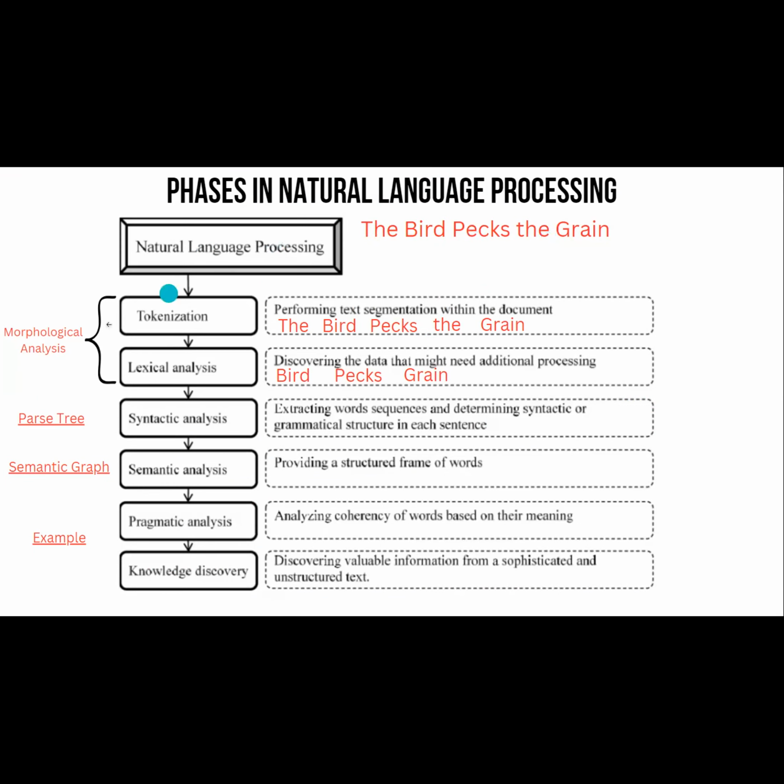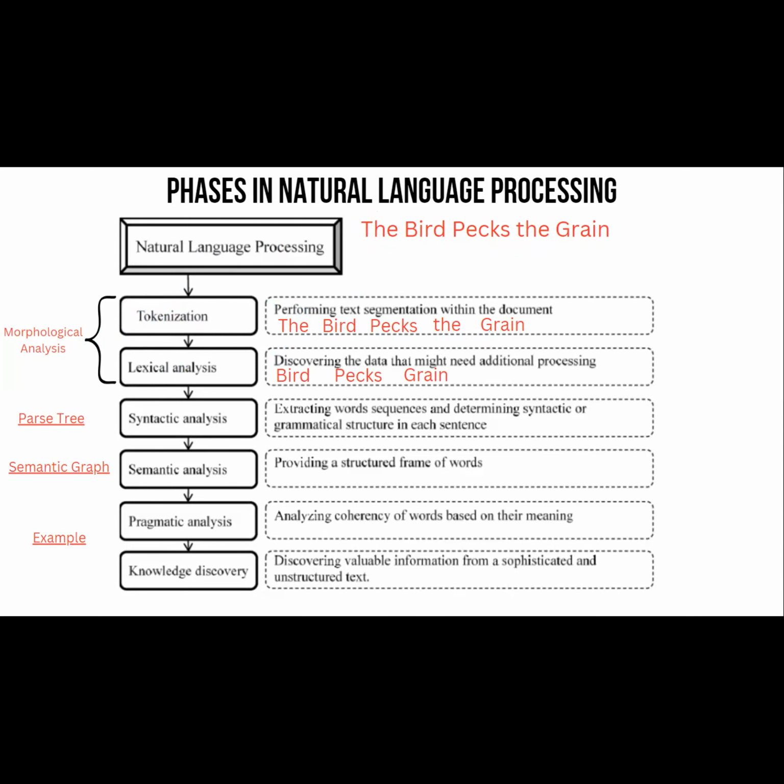So the first phase is the morphological analysis, which is again broken down into multiple steps. The first step is called tokenization. Now tokens are nothing but the words involved in the sentence. So tokenization means, for the sentence the bird pecks the grain, this is the complete sentence. The becomes one token, bird becomes one token. So the words are being extracted from the sentence.